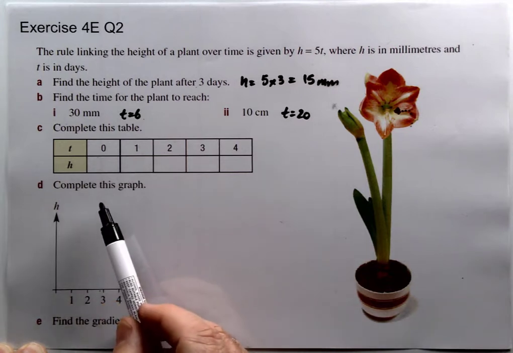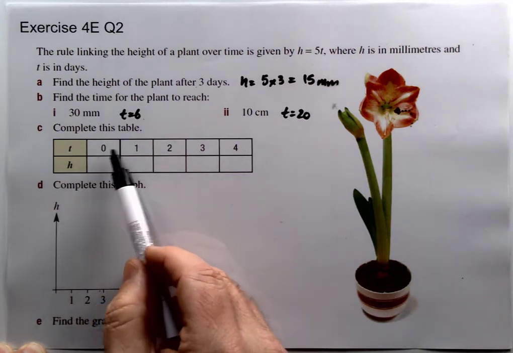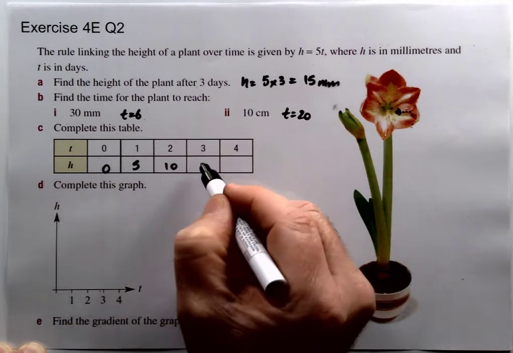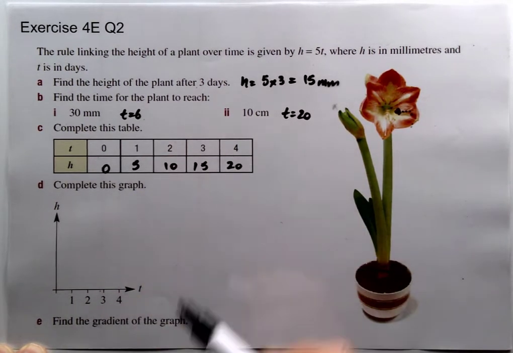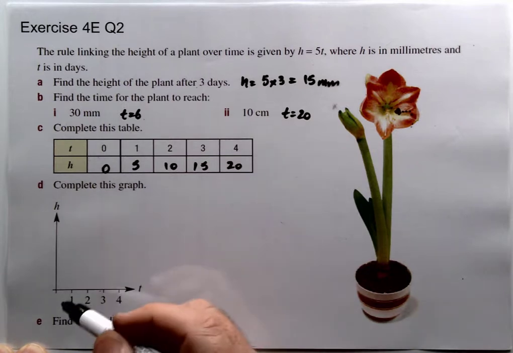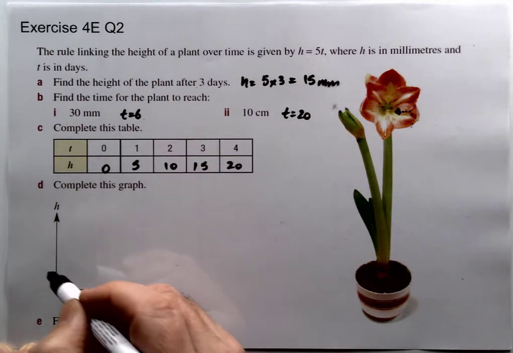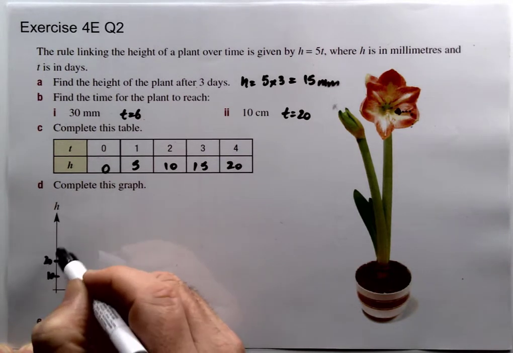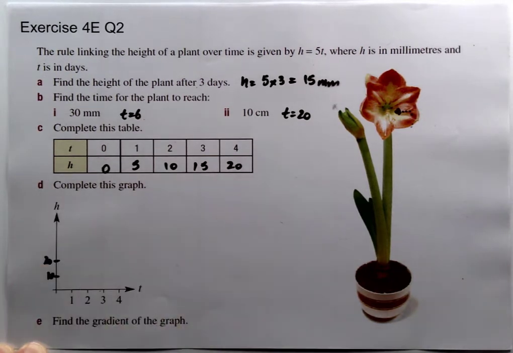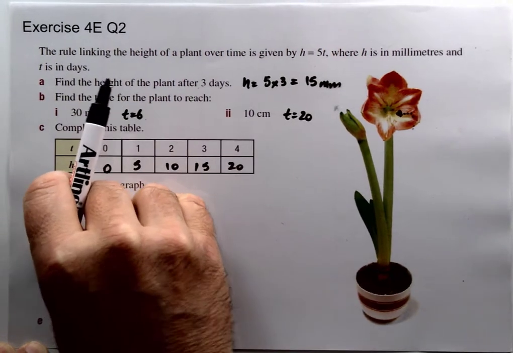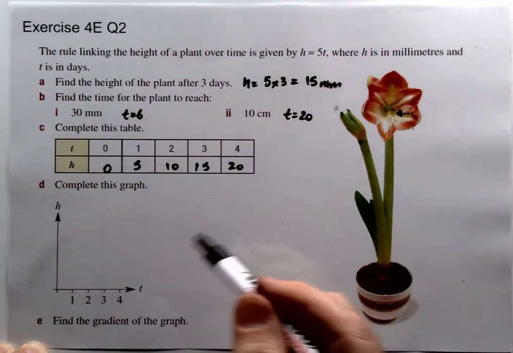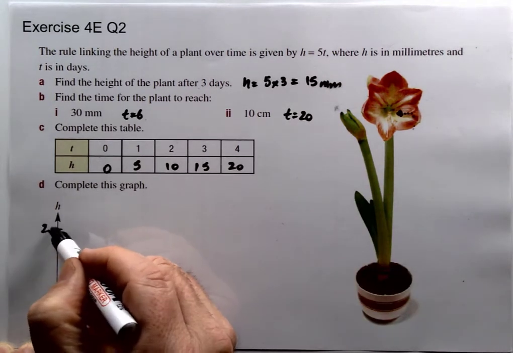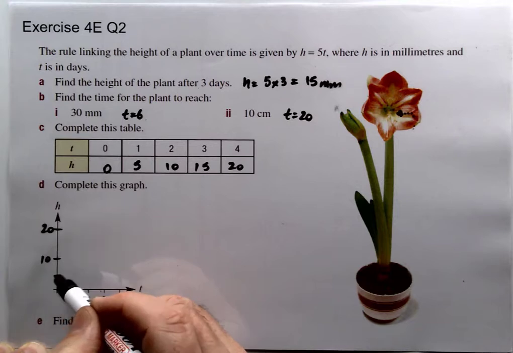Okay, if we need to complete a table for that, each time we just take that value of t and multiply it by 5. We complete this graph. Okay, so we don't have a scale up here, so we need to, and again, this is where I should have brought a, actually, let's try different amounts there. Okay, so what I'm going to do here, we want to go up as high as 20. Let's spread that out a bit more.